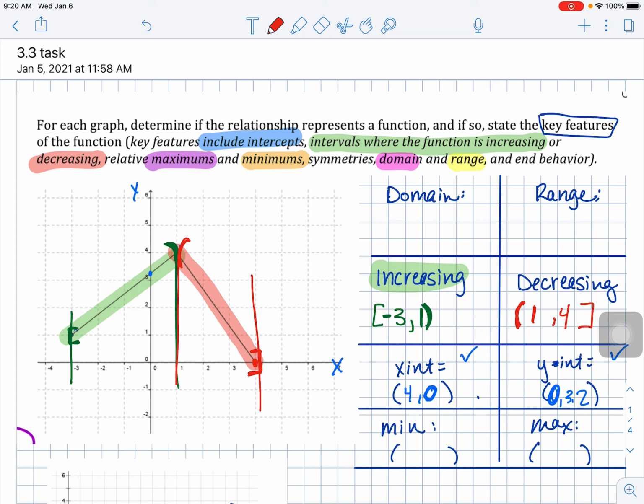So what I am saying with this notation is that this graph increases from when x is -3 all the way until it's +1. That's this whole section. And then I change directions and I start to decrease from that +1 all the way to 4. And then it ends at 4. That's what the bracket tells me.